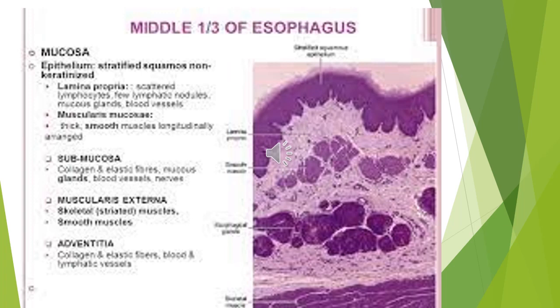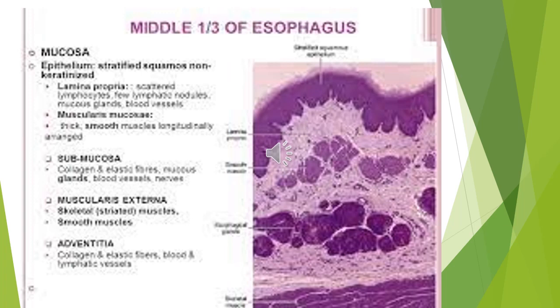पहले हमने अपर 1/3 किया, उसमें एपिथेलियम वही रहेगा, लेमना प्रोप्रिया भी वैसे ही रहेगा म्यूकस ग्लैंड्स के साथ, सब म्यूकोजा भी रहेगा, लेकिन मस्कुलरिस एक्सटर्ना जो है वहां पे सिर्फ स्केलेटल मसल्स होंगे. But as we are discussing the middle 1/3 of the esophagus, the epithelium will be stratified squamous, non-keratinized. Then the lamina propria will contain scattered lymphocytes, few lymphocyte nodules, mucous glands and blood vessels, bounded by the muscularis mucosae. So जब म्यूकोजा कर रहे होते हैं उसमें आपने एपिथेलियम लिखना होता है, लेमना प्रोप्रिया के कैरेक्टरिस्टिक्स लिखने होते हैं और मस्कुलरिस म्यूकोजी के लिखने होते हैं.